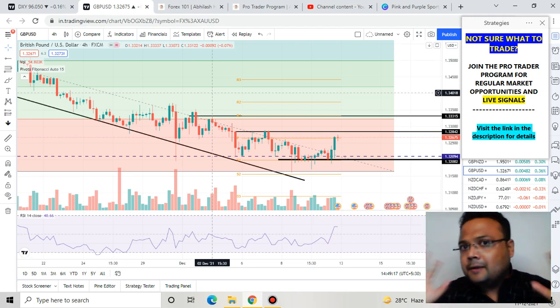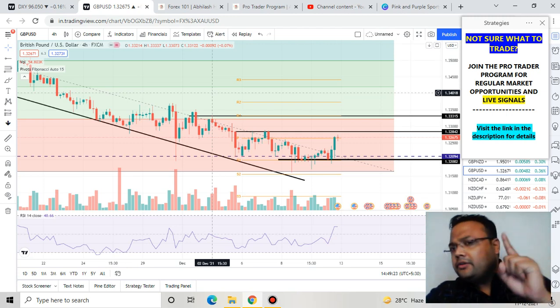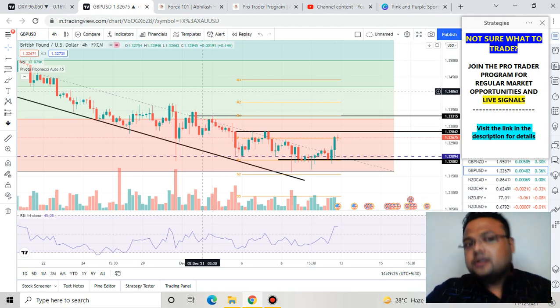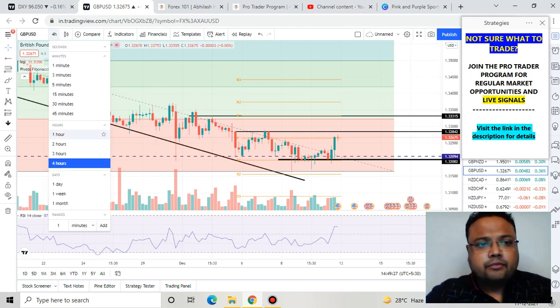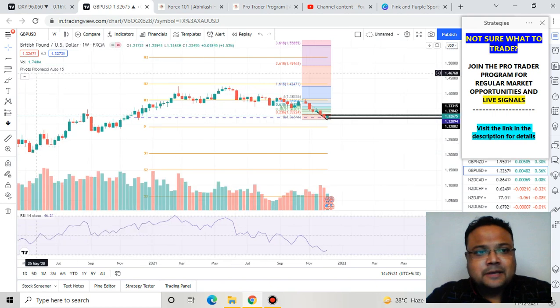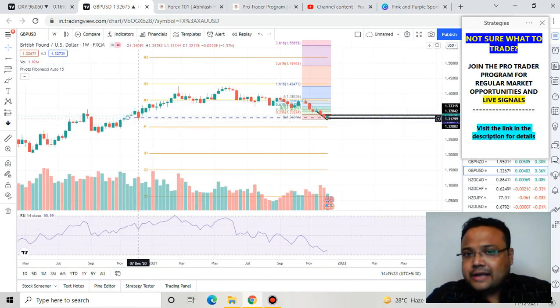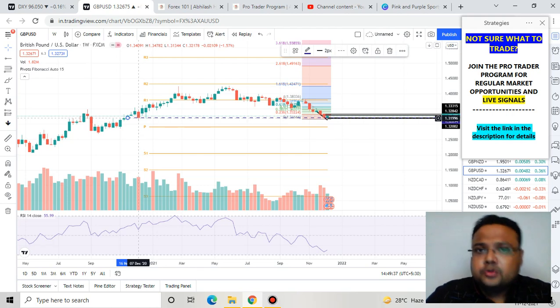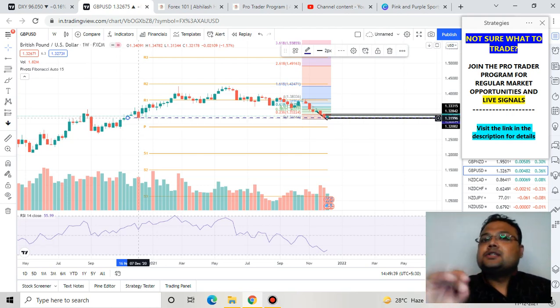This was a typical strategy for us, but right now we do not have any clear-cut idea about the chart of GBP USD. The only trading opportunity that we see is if we go to the weekly chart or daily chart, you will see GBP USD taking support at this line. This level, 1.3200, previously acted as a strong support for the market, and this is the level that is providing support right now.